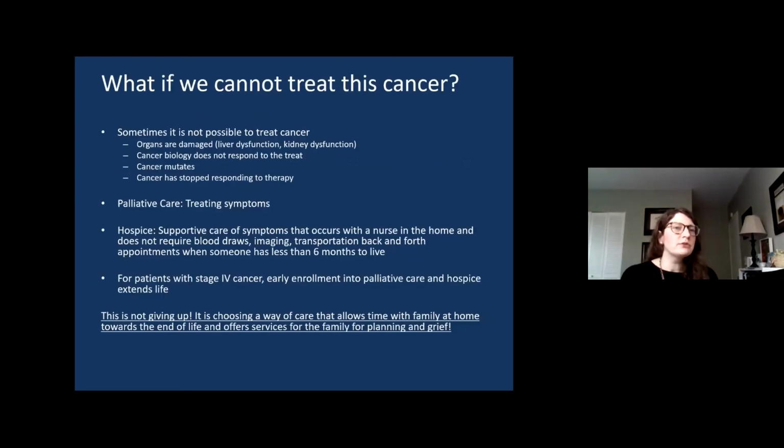And so it's worth talking about what if we cannot treat a cancer. So for colon and lung cancer, if we detect it on a screening test and it's early stage, there is a good chance of cure. But for people who have symptoms and present with a stage 4 cancer, sometimes we cannot treat it. And this could be because there's liver or kidney dysfunction, because the cancer biology just is not going to respond to treatment, or that you've tried treatment in the past and the cancer is just not responding to therapy anymore.